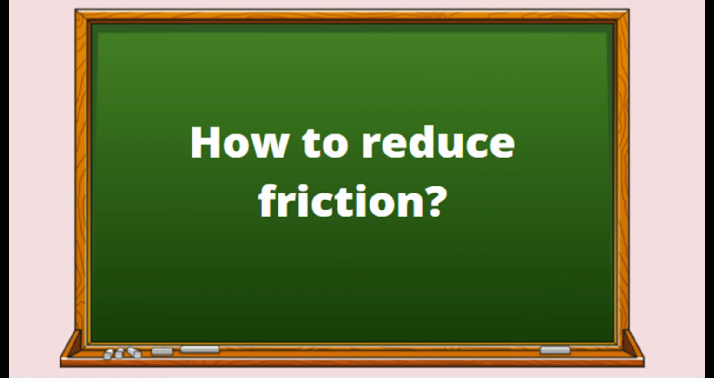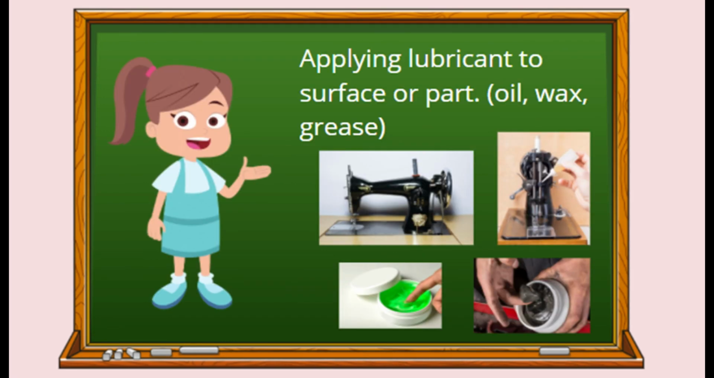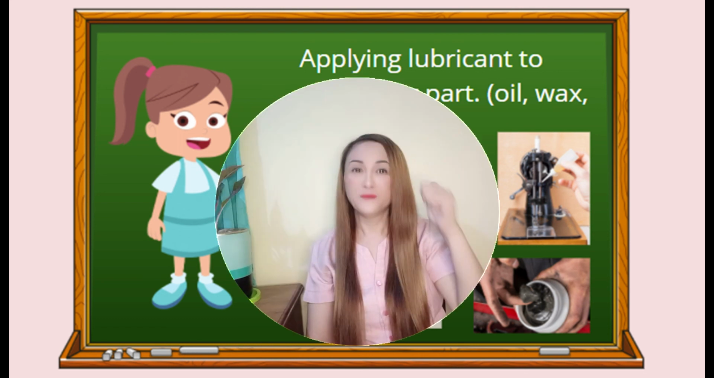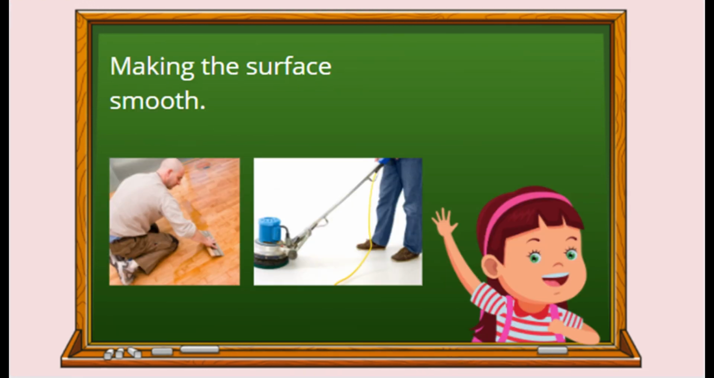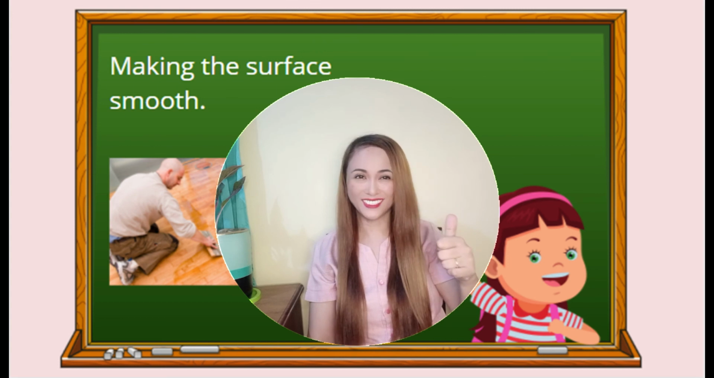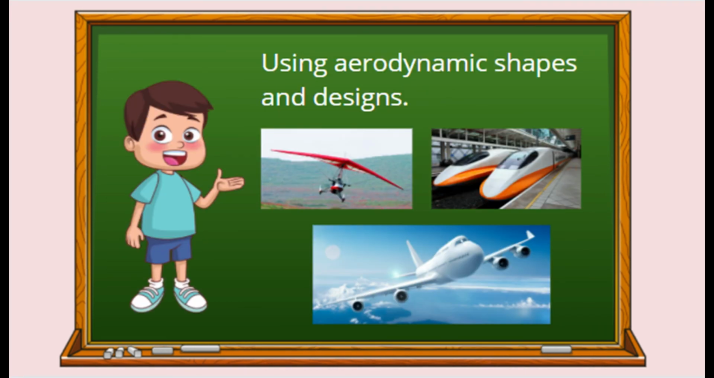Nice one! How to reduce friction? Applying lubricant to a surface or part, like oil, wax, or grease. Very good! Reduce contact between moving surfaces by putting rollers like wheels and ball bearings. Nice one! Making the surface smooth. Very good! Using aerodynamic shapes and designs.